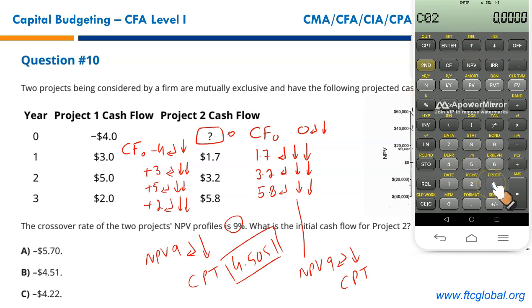Then 3.2, enter, down arrow key twice because it's a single cash flow. Then 5.8, enter, down arrow key twice. All entered. Press NPV, provide the given crossover rate, 9, enter, down arrow key for the next line, and CPT. It's 8.7317.